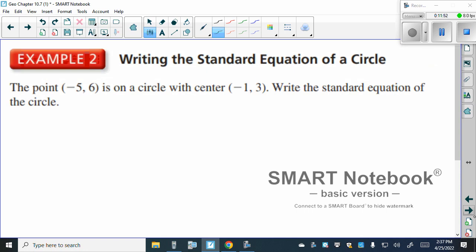Writing the standard equation. The point (-5, 6) is on a circle with a center of (-1, 3). Write the standard equation of the circle. Okay. Standard equation of a circle: (x - h)² + (y - k)² = r².